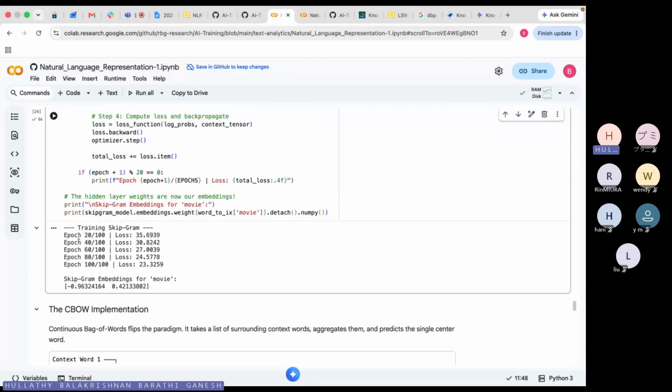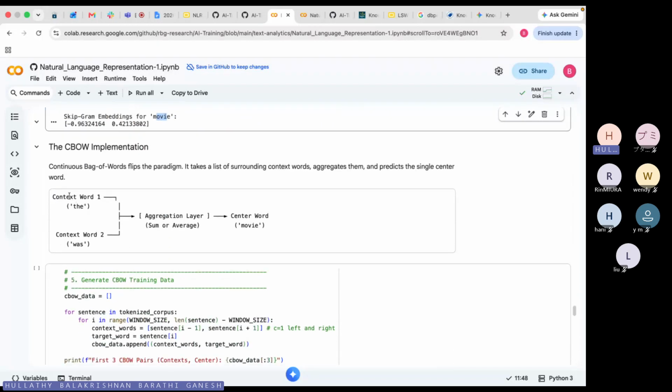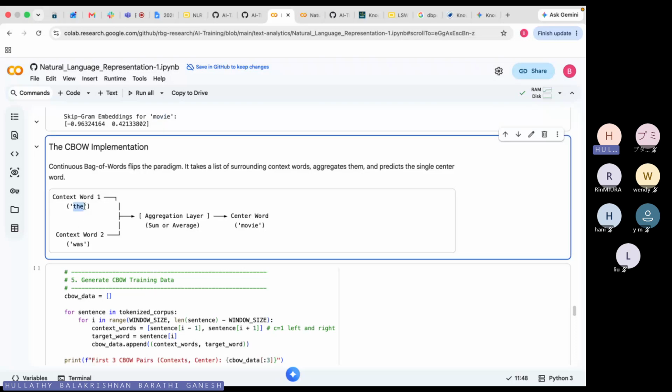So we have now trained our epochs. Now we can see the embedding; I'm just finding it for the word movie. Same, I'm doing for the CBOW. CBOW is just the opposite of that: the input we feed is the context, and the output we find is the target word.